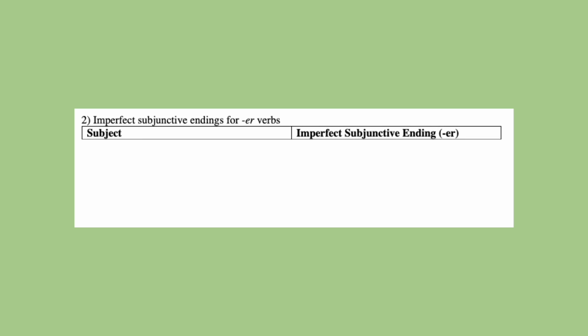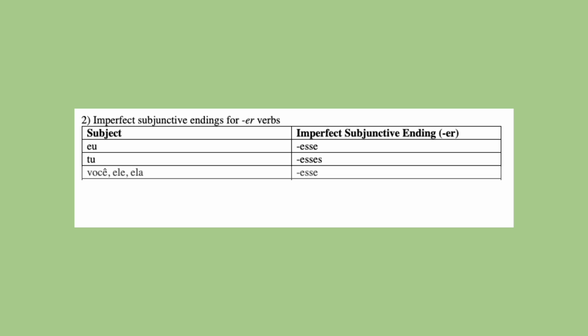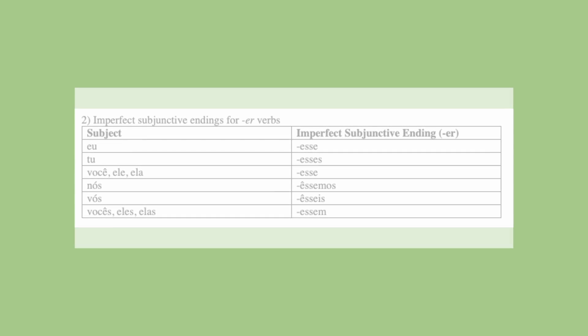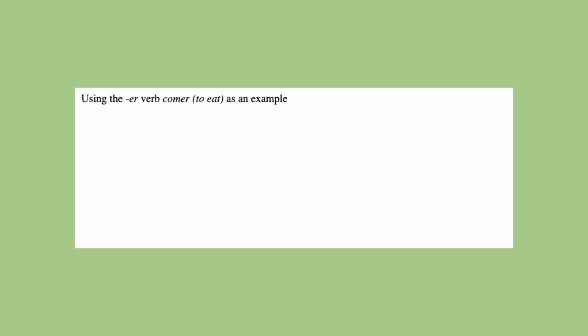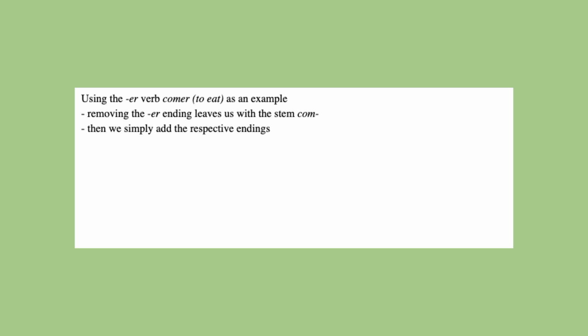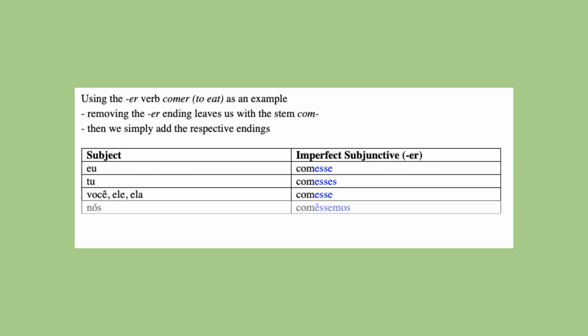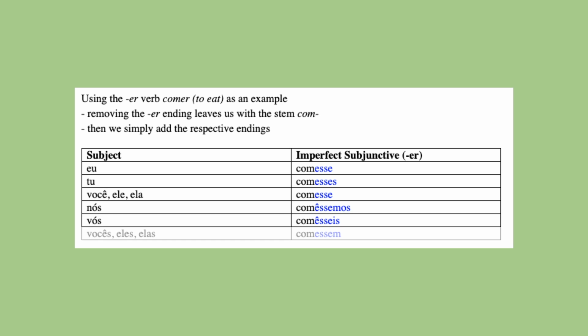The imperfect subjunctive endings for ER verbs: esse, esses, esse, êssemos, êsseis, essem. Comer is a regular verb, so all we have to do is remove the ER ending to obtain the imperfect subjunctive stem com. And to this we add the imperfect subjunctive endings: comesse, comesses, comesse, comêssemos, comêsseis, comessem.